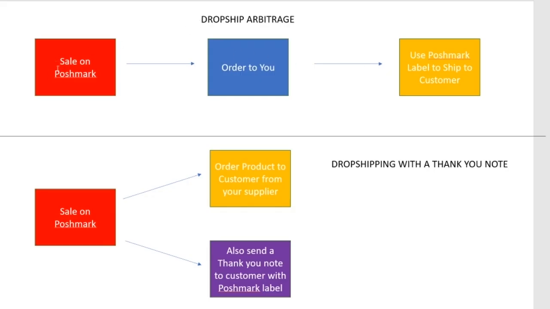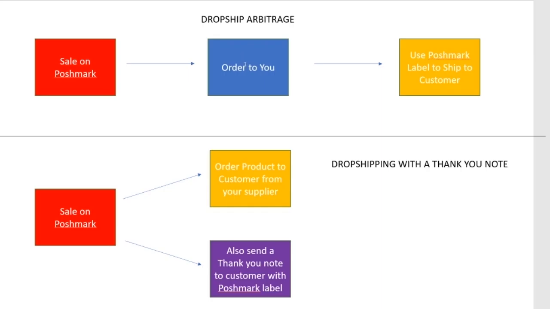You can do one of two things. Dropship arbitrage is basically drop shipping, but with a middle step of you first, then shipping it out, right? So in this case, you'd list everything to Poshmark. As soon as you get a sale on Poshmark, you then order that product to you, right?